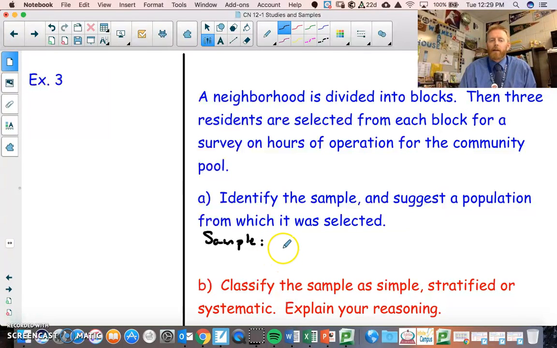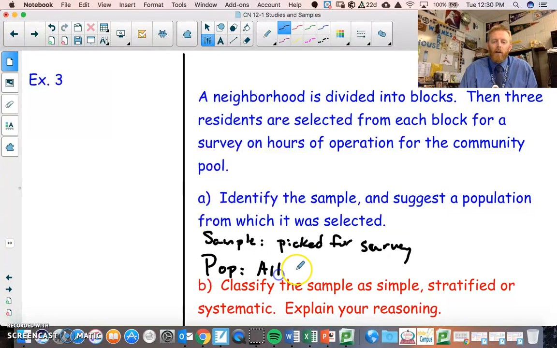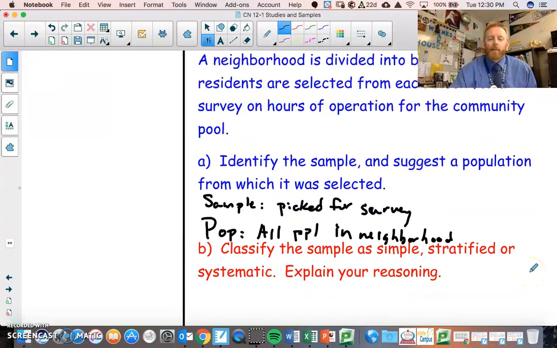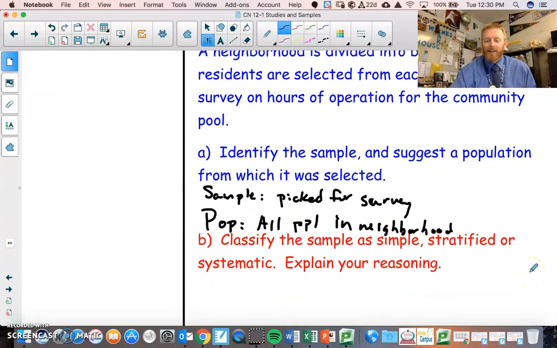So the people who were picked for the survey. That's our sample. Now, the population would be everybody in the neighborhood. So our population could be all people in the neighborhood. All right. Now, step B here says to classify the sample as a simple, a stratified, or systematic.